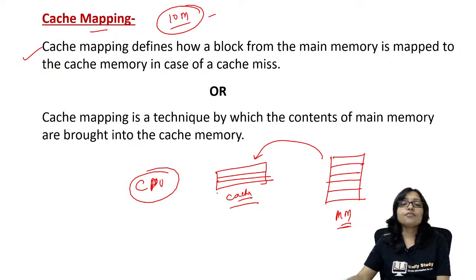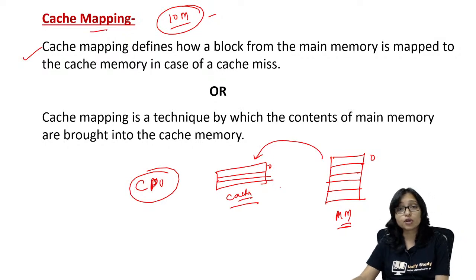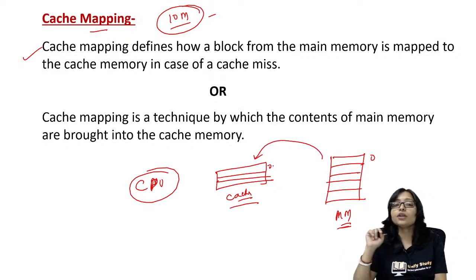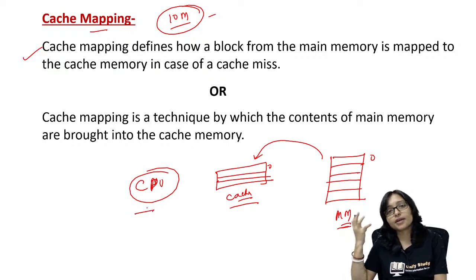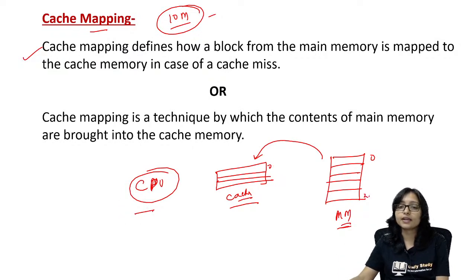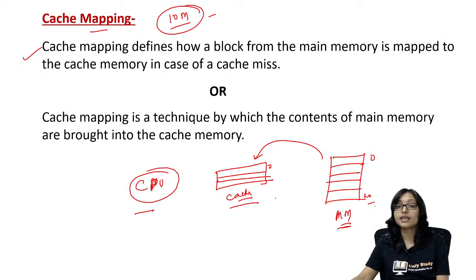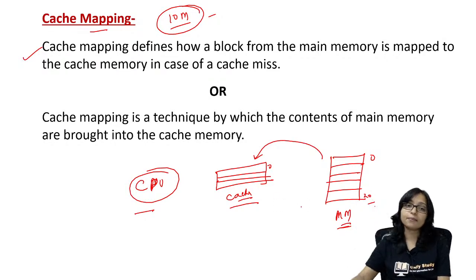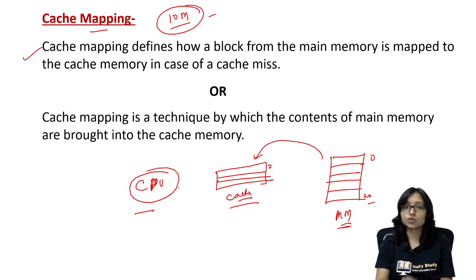And if it is maybe block number 0, can I send it to cache line number 0? Maybe it is not possible. Now, how will I do the mapping? Because the CPU will search for maybe block number 0 or block number 20. I want to search for block number 20. Now, how will the CPU understand which line number in the cache block number 20 is in? How will it be stored into the cache?